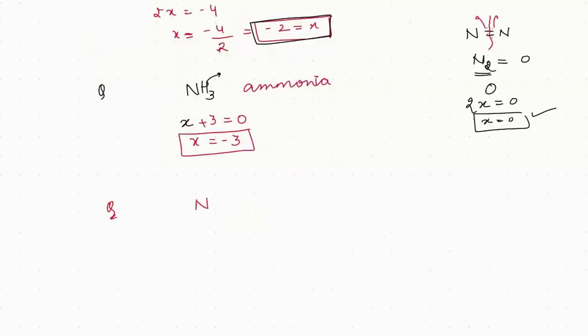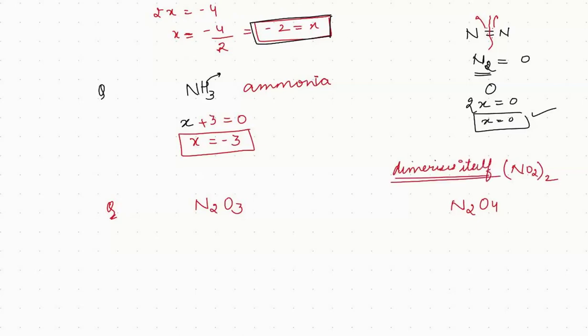Next question, if I give you N2O3, next I'll give you N2O4. Basically NO2 does not follow the octet rule, so it dimerizes itself. You understand? So N2O3, let nitrogen's charge be X. For 2 nitrogens, it shall be 2x. For one oxygen, it is going to be minus 2, so for 3 oxygen, it shall be minus 6. Net charge is going to be 0. So 2x is going to be 6. So x is going to be 3. You understand the point?